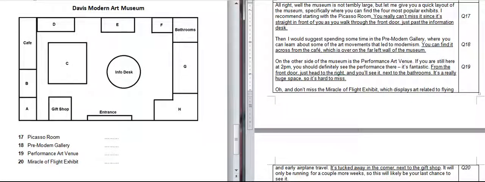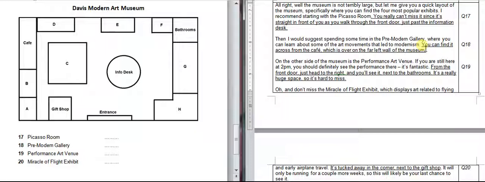And here is the script, so let's see if we got the correct answers. The first one: you really can't miss it since it's straight in front of you as you walk through the front door, just past the information desk. So entrance, across from, past the info desk. The answer there is E. Question 18.